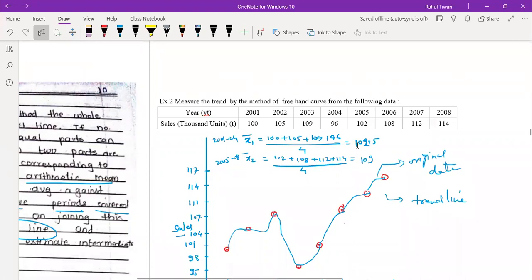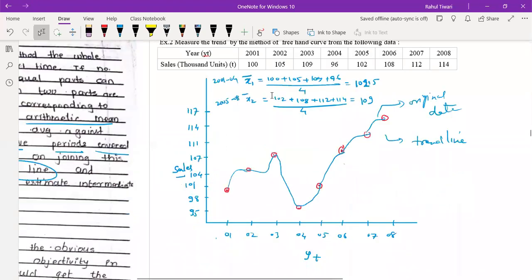Now where we have to draw this point? That is the important part. So what is the middle point here? 2001 se 2004 ka middle point kya rahega? It is in between this line. 2002 and 2003 ke beech mein aayega, right? Middle wahi rahega. To yahan pe hum log woh points draw karenge.